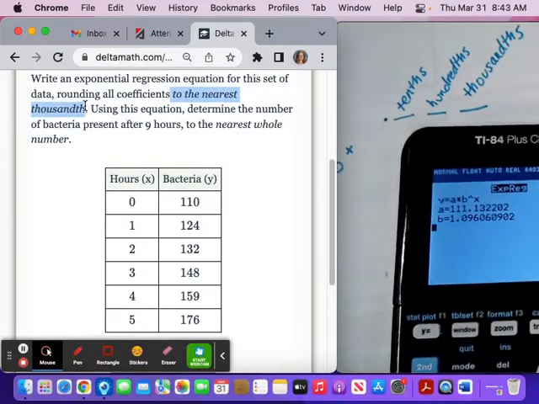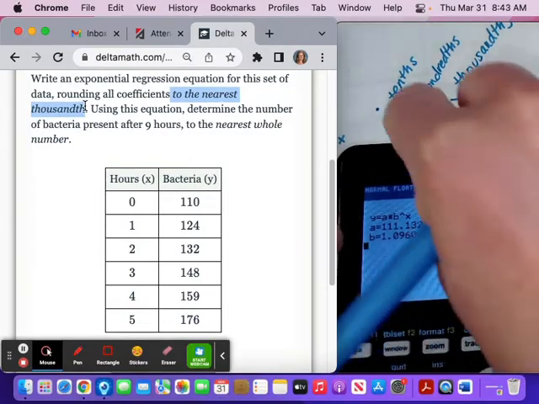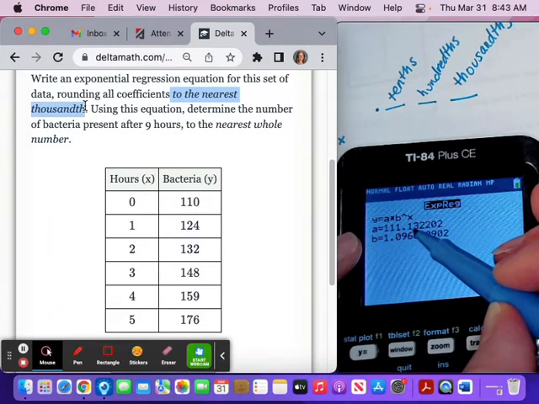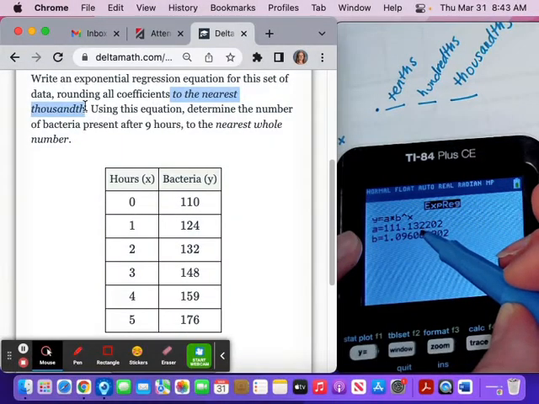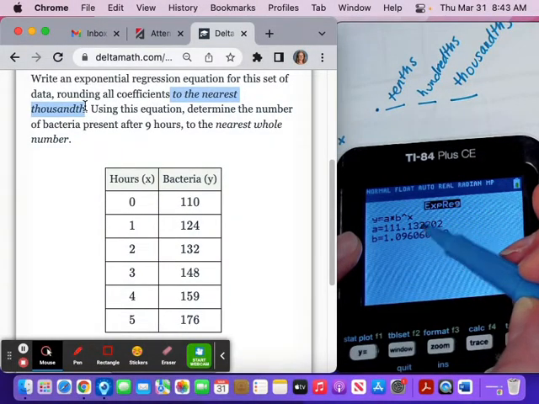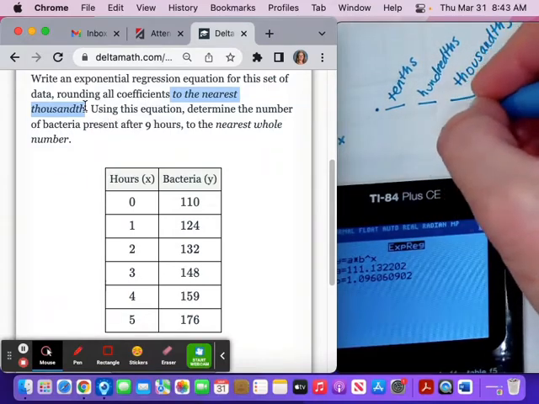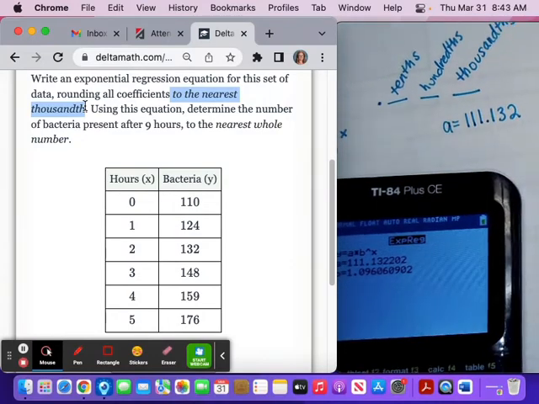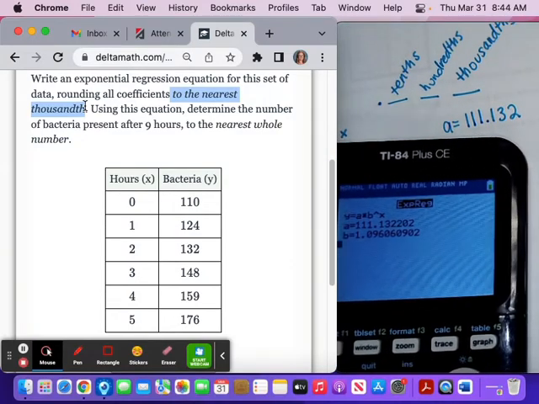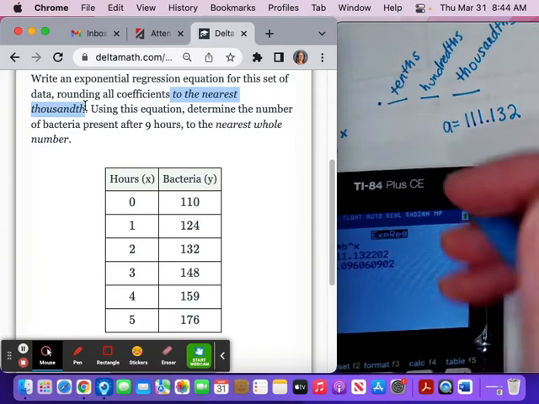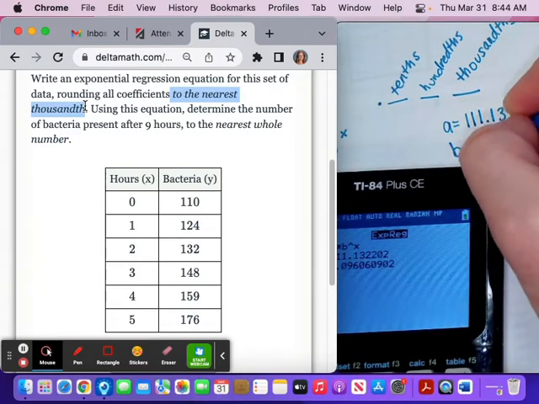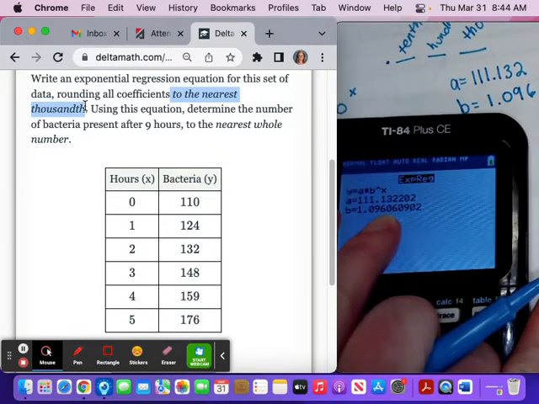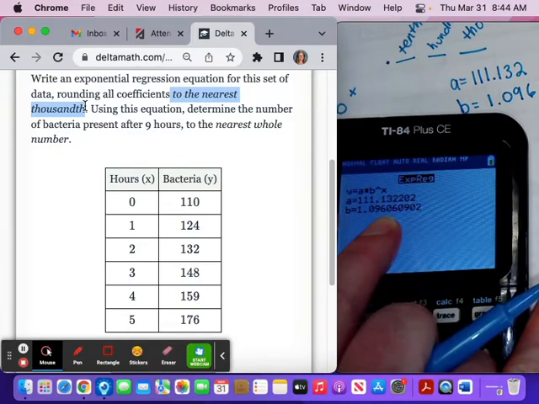So let's see how we're going to round this. So thousandths is 3 places. So we're going to look behind the decimal. 1, 3, 2, 2. So because the thousandths place, what's right behind it is a 2, we're going to keep it the same. So the A value is 111.132. And then the B, 1.096. There's a 0 behind that. So it's just going to stay as 1.096.